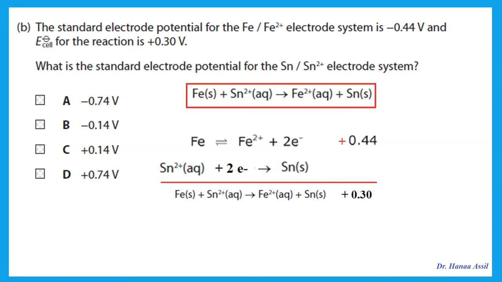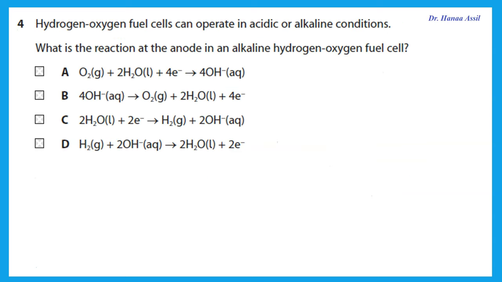We are told that the total for the E cell is +0.3. Then we can get what is the tin, and that is -0.14. Remember, what we write is the reduction potential. If we were trying to get the one for the oxidation, then we would have inverted the sign in order to write the standard electrode potential.